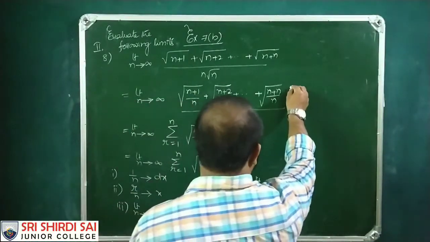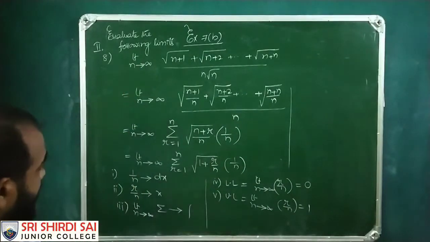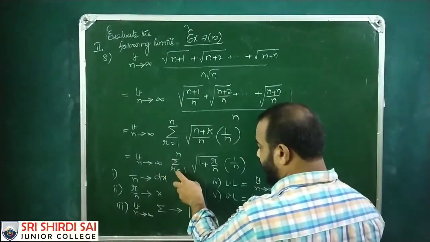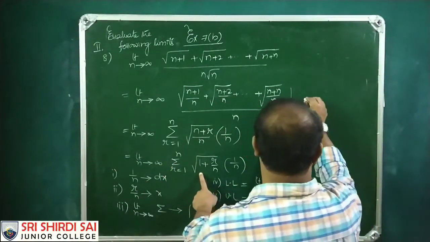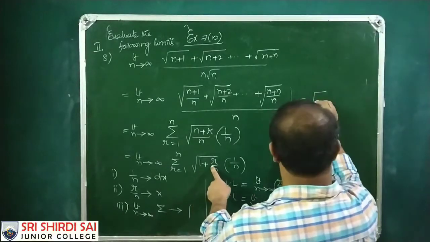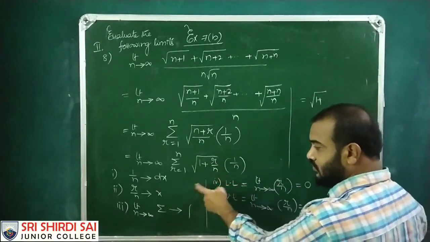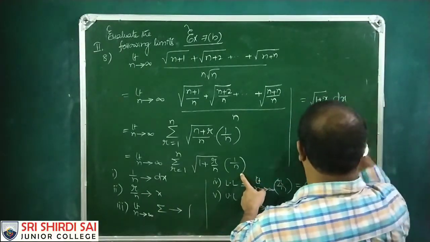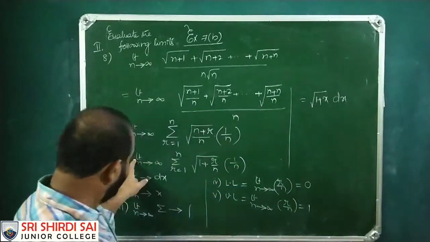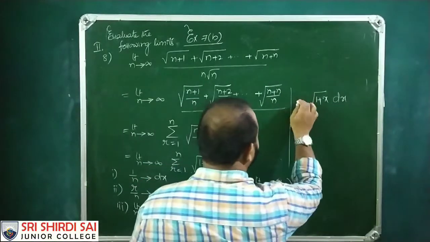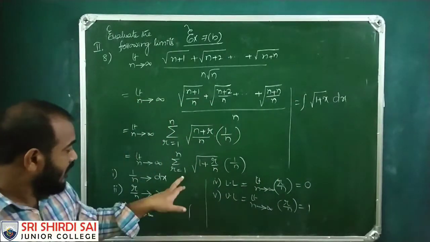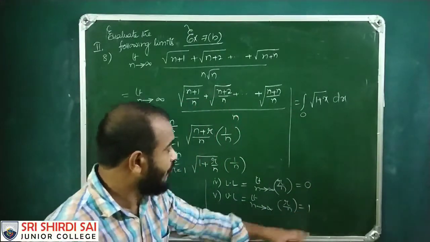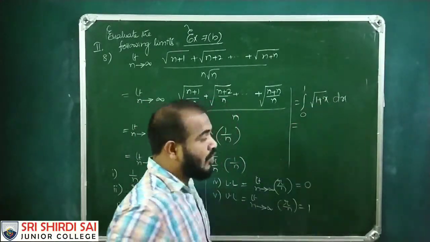Therefore, the total given expression has become, see this here, limit n tends to infinity sigma 1 to n, 1 plus r by n, where r by n is replaced as x, 1 by n is dx, and limit n tends to infinity sigma has become integration, with lower limit 0 and upper limit 1. So we know how to solve this problem.